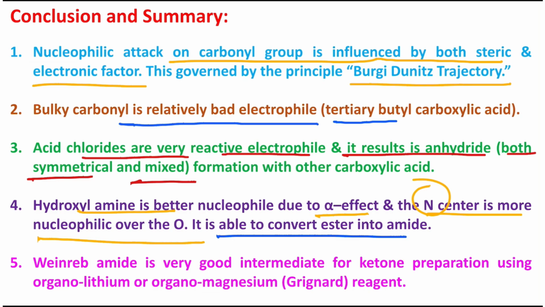And the final point is that this Weinreb amide is a very good intermediate for ketone preparation using organolithium or organomagnesium reagent, meaning Grignard reagent, at low temperature, because the first adduct could be isolated due to the chelation from the oxygen atom of hydroxylamine. Second thing, if you want aldehyde, then you can change the reagent into any hydride reagent like lithium aluminum hydride. So in this way, from ester or amide you can directly produce ketone or aldehyde, but obviously low temperature is essential here. So this is the end of this question.